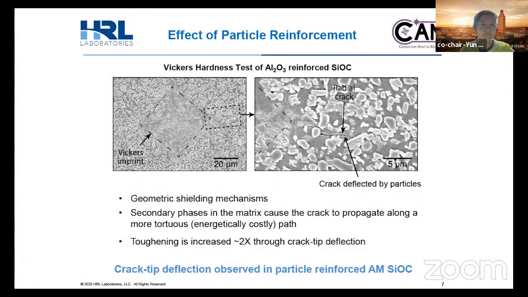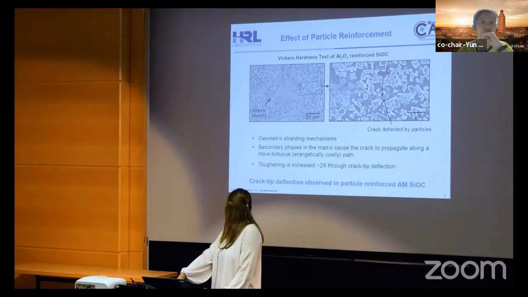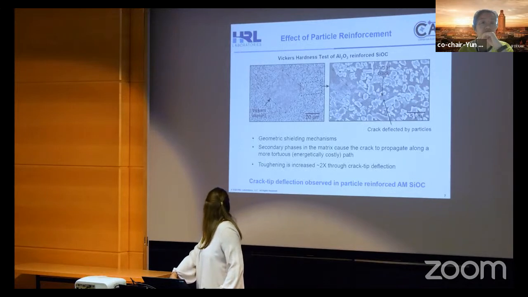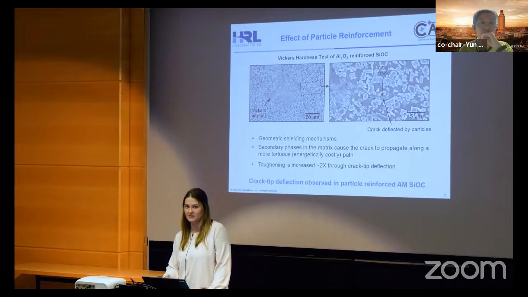Here is one of our first attempts at particle reinforcements using alumina particles. On the left is a micrograph of a polished surface of our reinforced silicon oxycarbide after it's been printed and pyrolyzed. So even in our first attempts, we see the toughening mechanisms described earlier coming into effect. From the edge of the hardness indent, you can see there's geometric shielding where the secondary particle reinforcement causes the crack initiated to propagate and get deflected along a more tortuous path to increase the toughness of the silicon oxycarbide material. So we have crack tip deflection observed in our particle reinforced additively manufactured silicon oxycarbide.